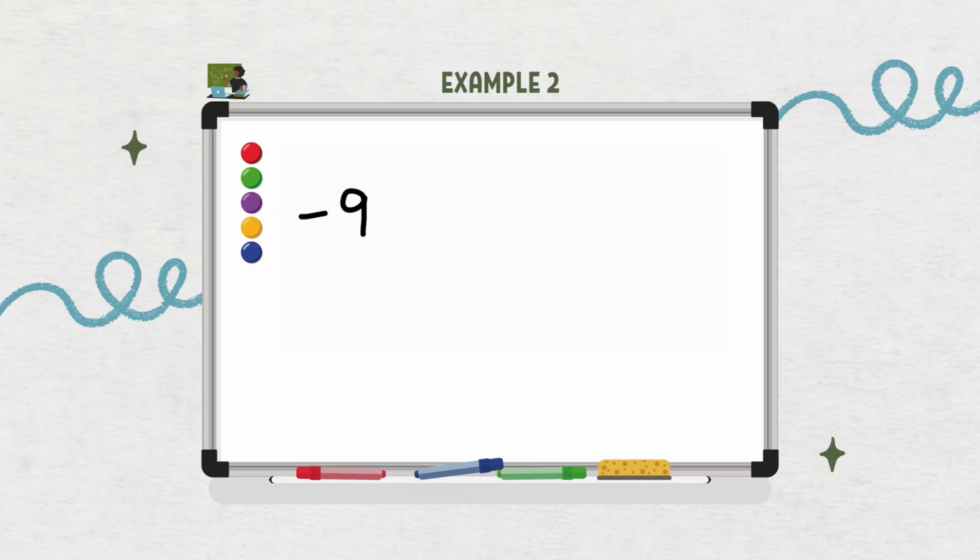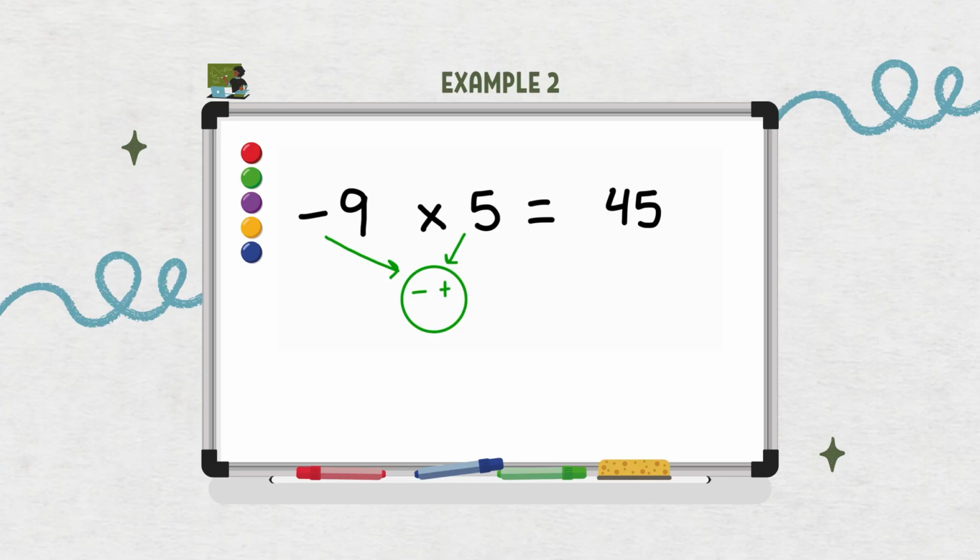Example 2. Here we have negative 9 times 5. The first thing I'm going to do is multiply like normal. 9 times 5 is 45. Now I need to use a smiley face to determine what kind of sign I'm going to have at the end. I'm going to get a negative eyeball from our 9, and I'm going to get a positive eyeball from our 5, which means that's our sad face. Different signs, negative results. Negative 9 times 5 equals negative 45.